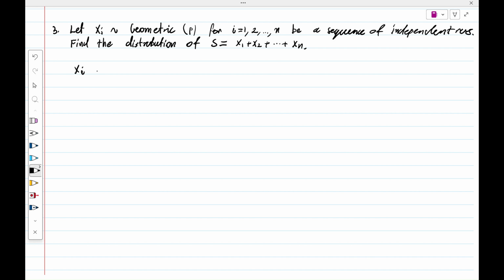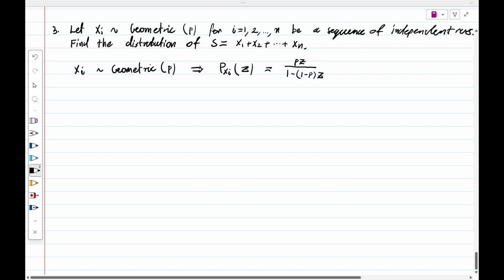So if xi has a geometric distribution with probability of success parameter p, this implies that the probability generating function of xi is given by the following. Apologies, let me rewrite this as just p over 1 minus (1 minus p) z.